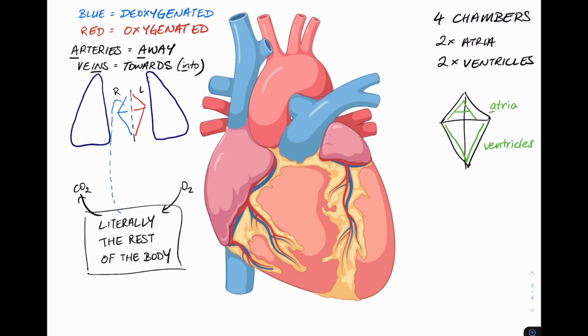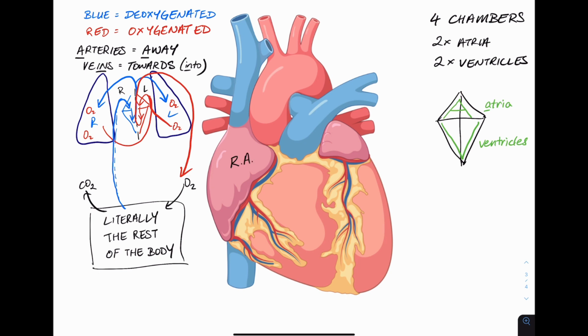So from the rest of the body, we're going to deliver that deoxygenated blood first to the right atrium, which then passes it on to the right ventricle. The right ventricle is then going to pump that deoxygenated blood to the right and the left lungs. This blood then offloads its carbon dioxide and picks up fresh oxygen. This fresh oxygenated blood is then delivered to the left atrium and then to the left ventricle, the left side being associated with the systemic circulation and is much stronger. This left ventricle then pumps this fresh oxygenated blood to the rest of the body, where we can then use that oxygen and the cycle starts again.